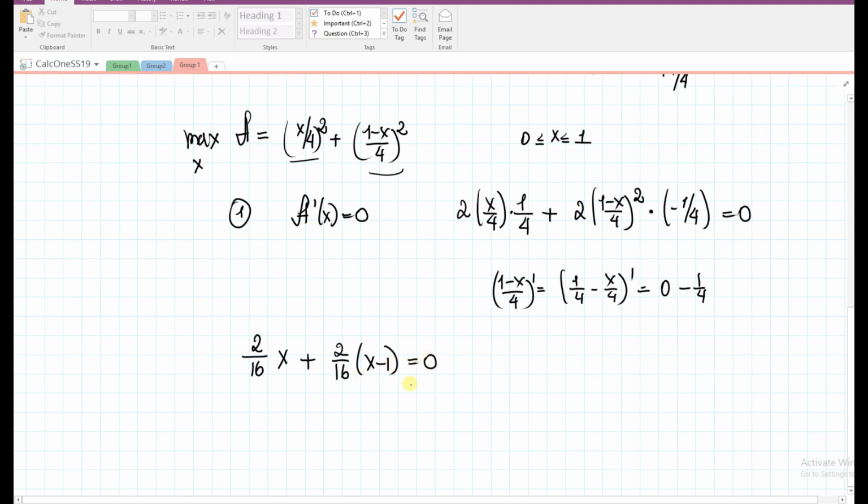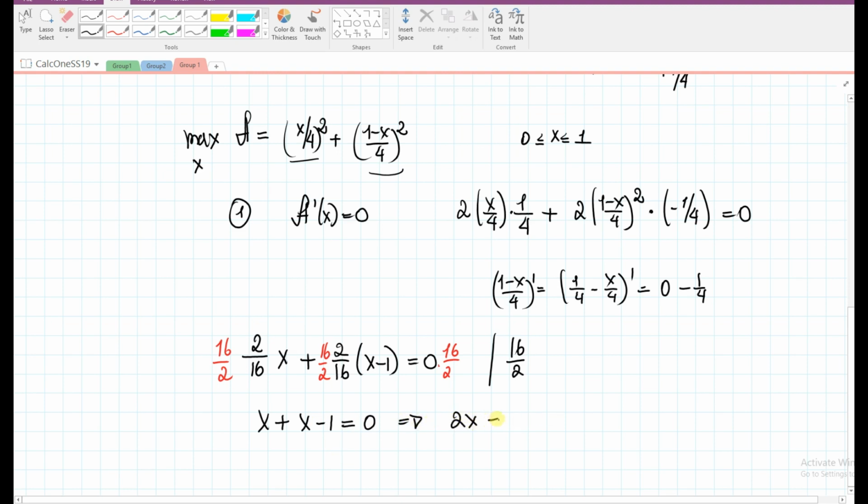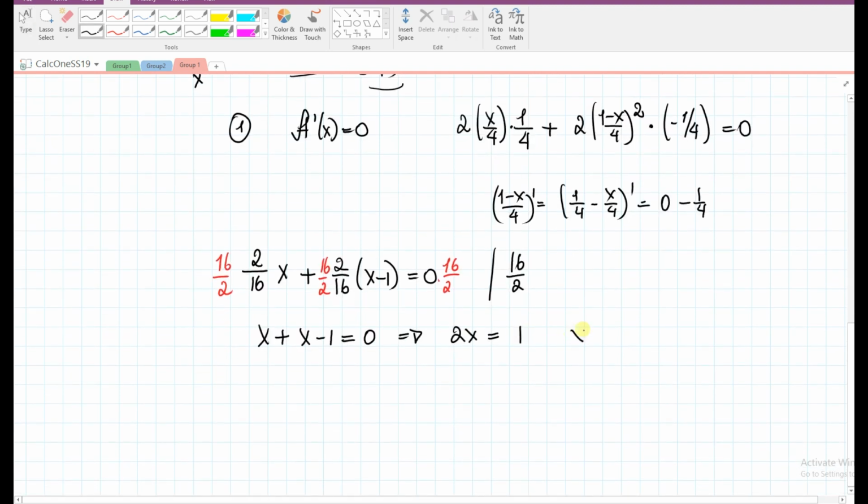I will multiply both parts of this equation by 16 over 2, okay? So every term, 2 terms in the left-hand side and 1 term in the right-hand side, should be multiplied by 16 over 2, okay? So we multiply the first term by 16 over 2, the second term by 16 over 2, and this term by 16 over 2. Okay? What we'll get is x plus x minus 1 is equal to 0. Right?